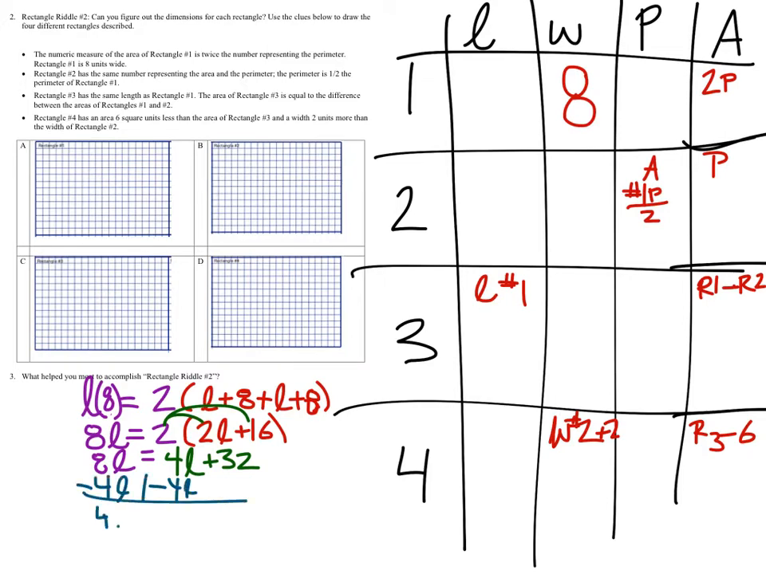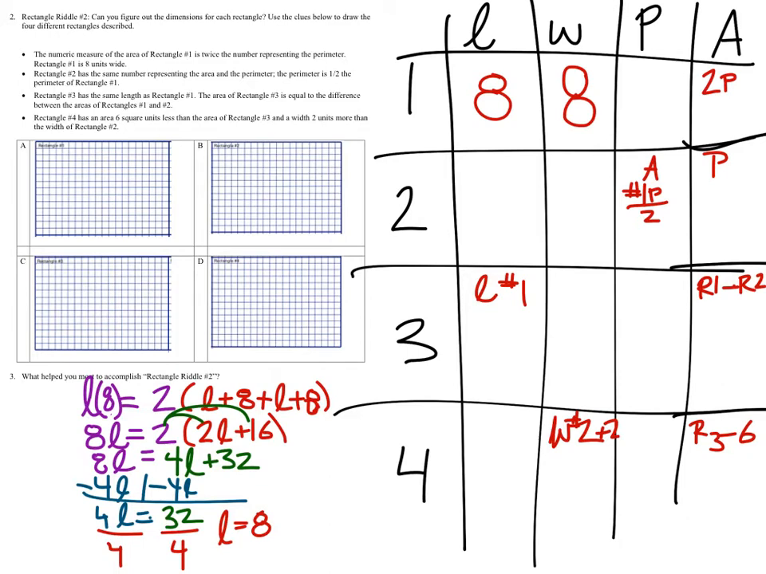And so I've got 4 lengths remaining, and that equals that 32. And so to find the length, I'm going to divide both sides by 4, and I see the length is 8. So this is 8, which is nice actually, because that makes rectangle 1 what type of shape? A square. It would be a square.